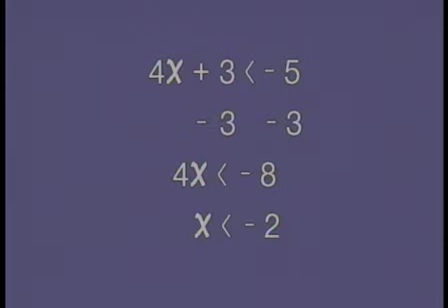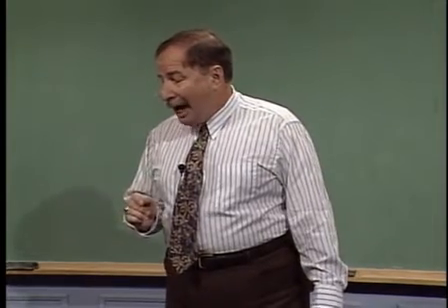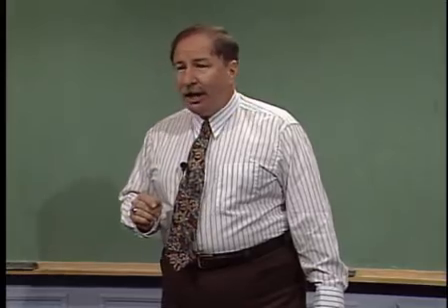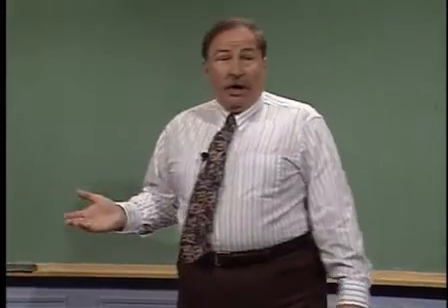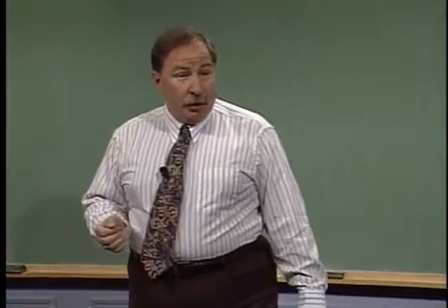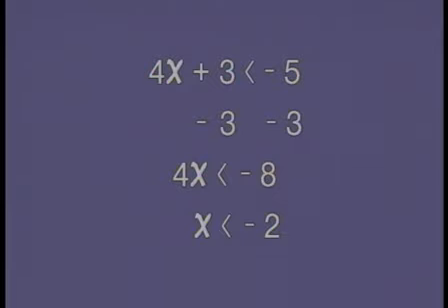Now, we emphasized in previous lessons how important it is to check our work. How would you check that x is less than negative 2? Well, pick a number less than negative 2, for example, negative 3, and plug negative 3 into the original inequality. You'd get negative 12 plus 3, which is negative 9, is less than negative 5. Less than, meaning to the left on the number line, negative 9 is less than negative 5, so it checks.